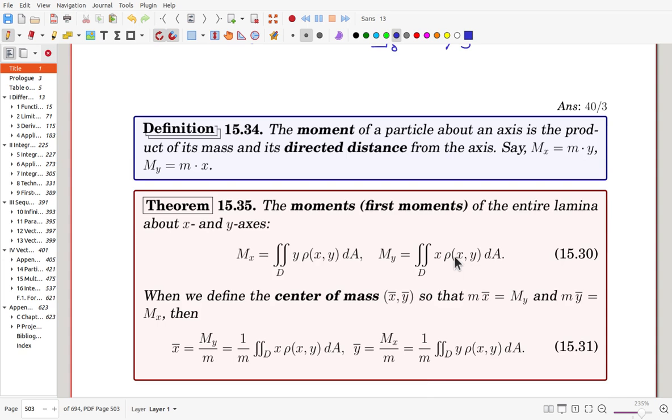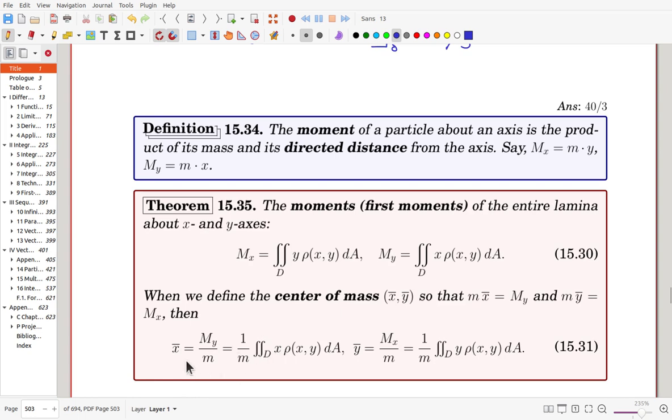We have a definition. The moment of a particle about an axis is the product of its mass and its directed distance from the axis. So that is the definition. And through these first moments, we can define the center of mass, x bar and y bar. If you follow this line, it's a little bit confusing, so let's try to focus on only this one.